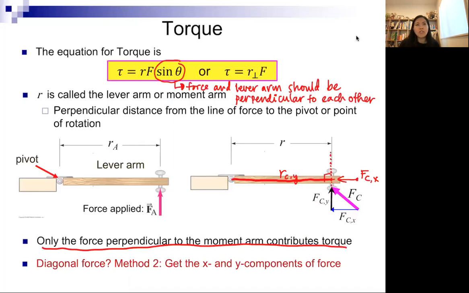And so usually when we solve for torques, we don't have to worry about that sine theta if we're breaking down the diagonal force into its horizontal and vertical components. And so the typical equation that we'll use is this: torque is equal to R perpendicular times F. So this symbol here, that symbol means perpendicular. That symbol reminds us that the moment arm and the force should be perpendicular to each other.